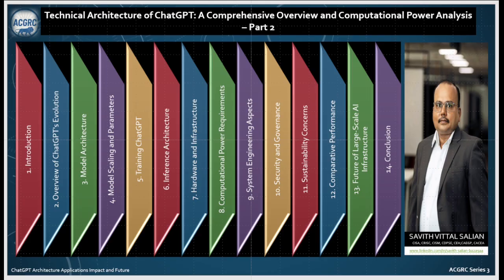Let's now look at the topics that we'll cover as part of this part 2. We'll start off with introduction, overview of its evolution, model architecture, scaling and parameters, training, inference architecture, hardware and its infrastructure, computational power requirements, system engineering aspects, security and governance, sustainability concerns, comparative performances, future of large-scale AI infrastructure. We'll close this with a conclusion.